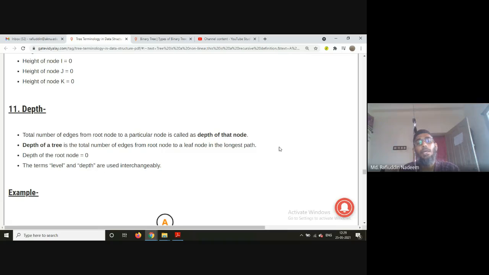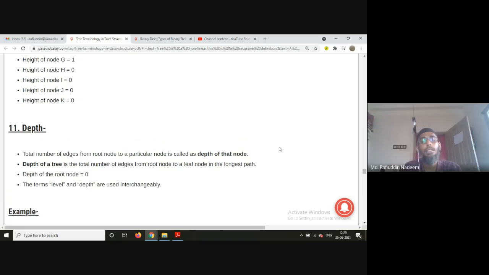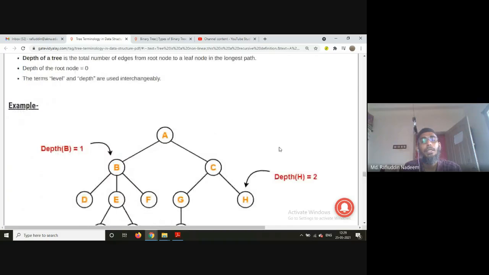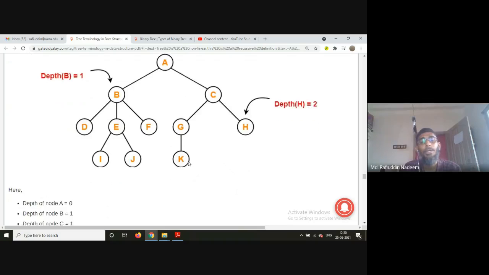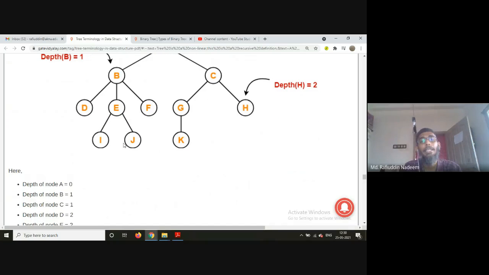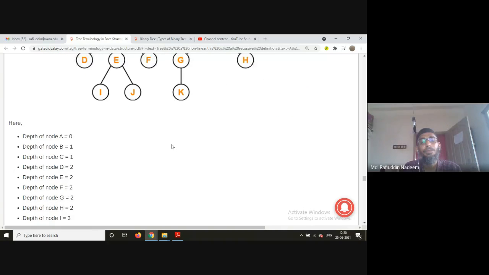The terms level and depth can be used interchangeably. So you can say that the depth of B is 1, starting from the root node. The depth of H is 2. Likewise, the depth of C is also 1. The depth of D, E, F, G, H is 2, and for I, J, and K, it will be 3.